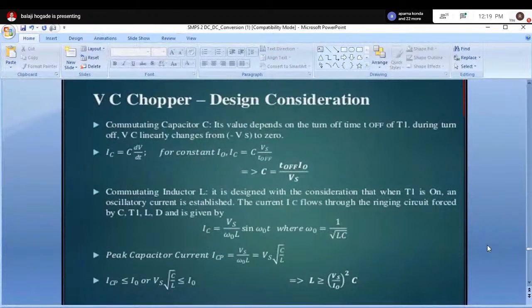These are the designing steps of the commutating components L and C, which are required for the turn off of the main SCR. So this way, the commutation circuit can be designed for voltage commutation choppers.